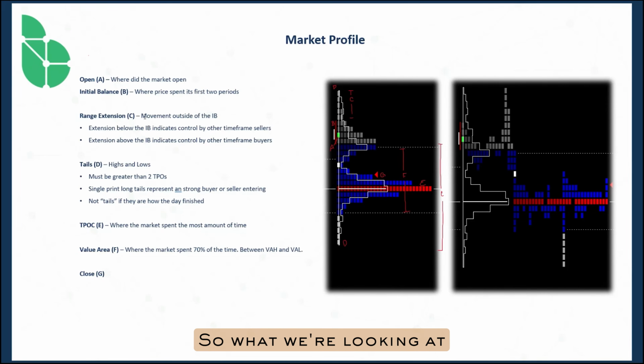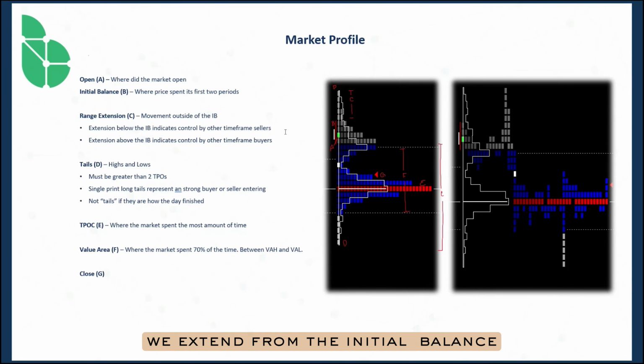So what we're looking at is range extension, indicated by C, from the top of the initial balance upward and the bottom of the initial balance downward. So however far we extend from the initial balance. Now, the tails are right around the highs and lows.